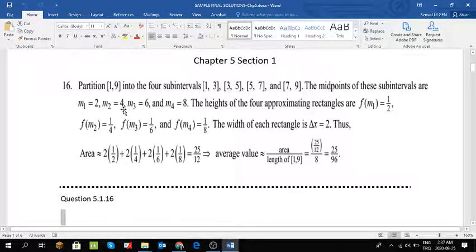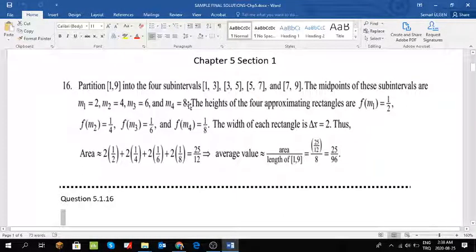F of x is 1 over x here, and we have the interval 1 to 9. We are going to partition 1 to 9 into 4 subintervals. 9 minus 1 is 8, and 8 over 4 is 2, so each subinterval is of length 2: 1 to 3, 3 to 5, 5 to 7, 7 to 9. We want to use the midpoints of each interval. The midpoints are 2, 4, 6, 8.